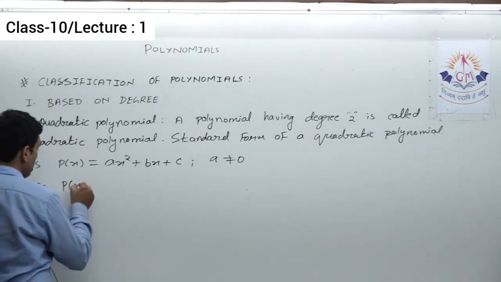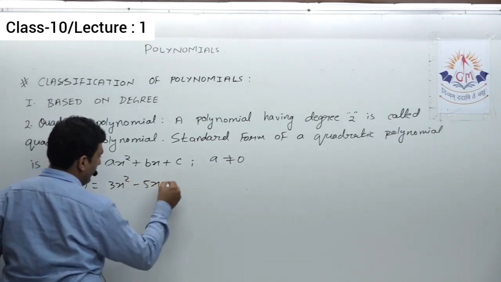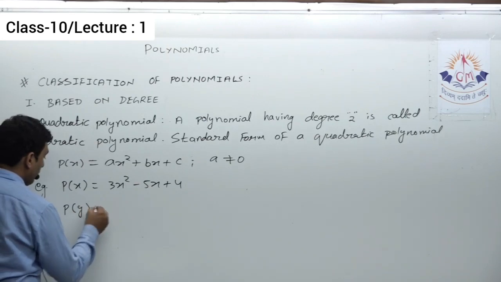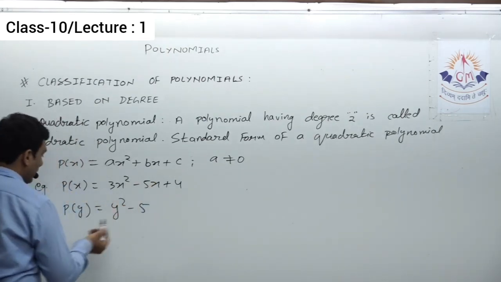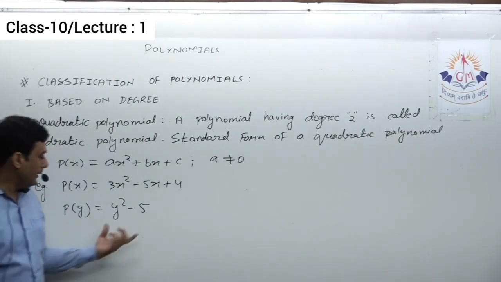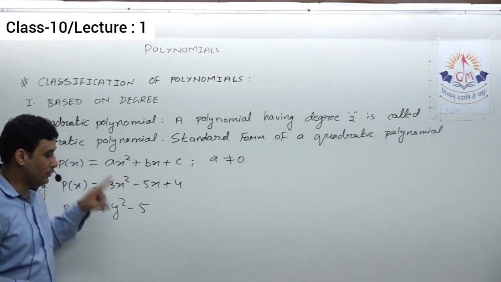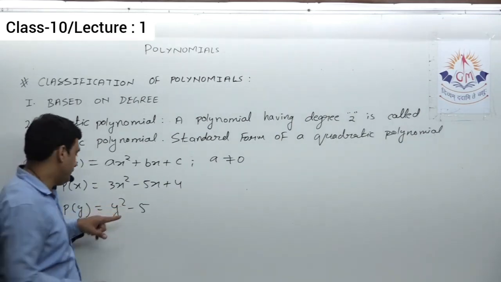Example, p(x) = 3x² - 5x + 4. This is one of the examples. Then p(y) = y² - 5. This is again a quadratic polynomial. It has only two terms, that is a different thing. Otherwise it's a quadratic polynomial. The identification of that is that the maximum power of the variable is 2.